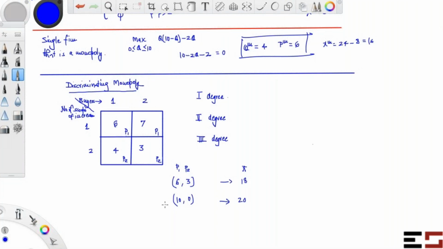In fact, this is not the only pricing scheme which will give you 20. Any pricing scheme like this, where P1 is greater than 7 and P1 plus P2 is 10, will work. For example, even this will work. Because none of them will buy 1 unit. But they'll be indifferent between buying 0 and 2 units, so they'll choose 2 units.